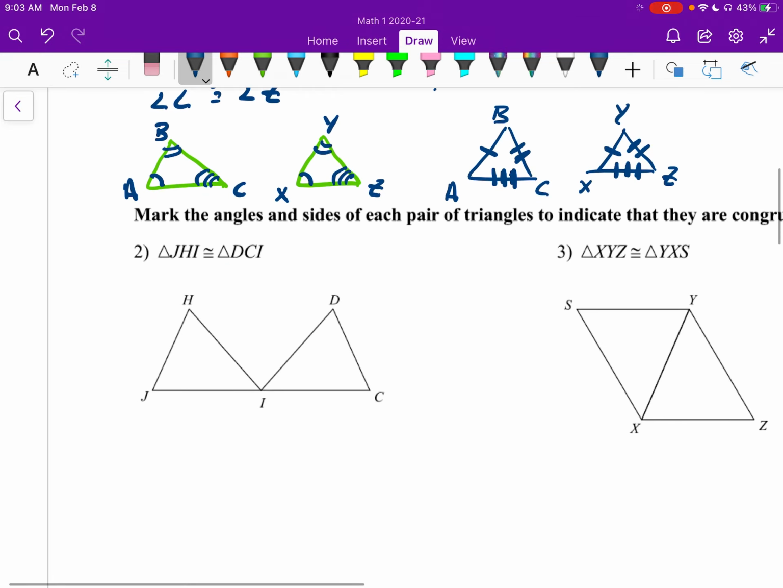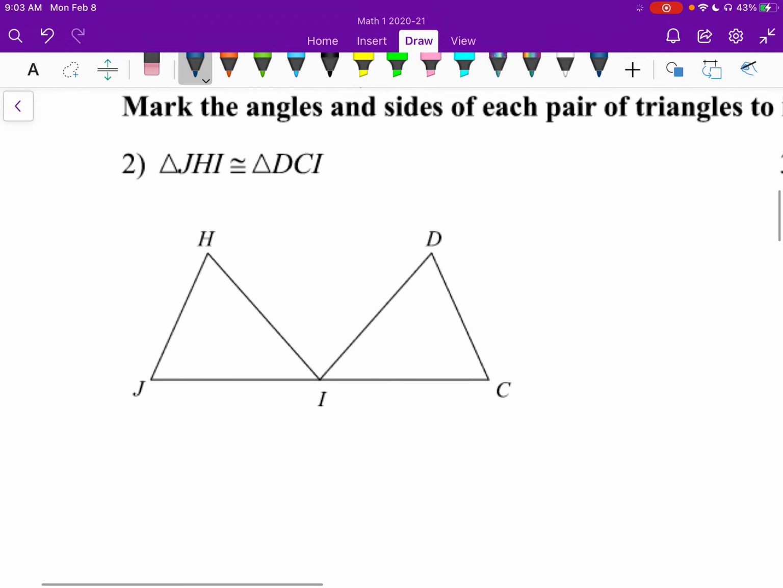All right, let's look at number 2. We have triangle JHI is congruent to triangle DCI. Well, I think the first thing that we should do is mark the angles. I think those are the easier ones to see. So J and D are in the first place, so they both get a single swoop. H and C are both in the second place, so they both get a double swoop. And then I and I gets triple swoops. All right, so now we've marked all of our angles.